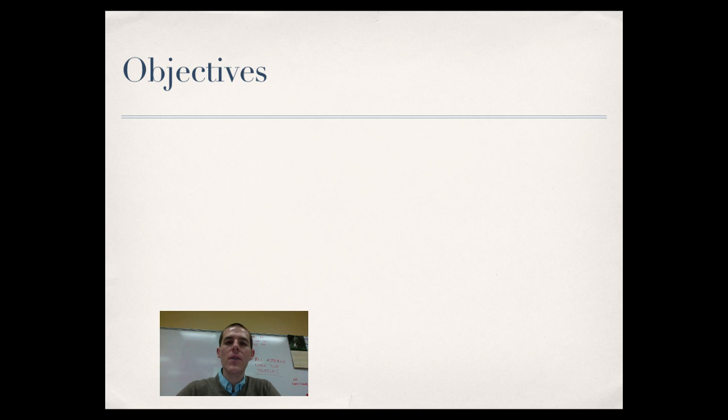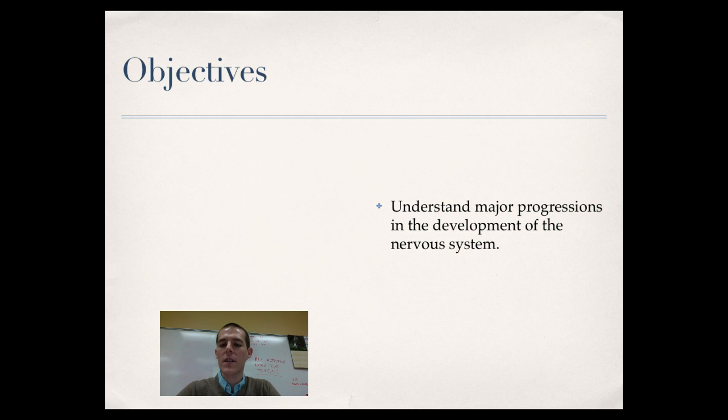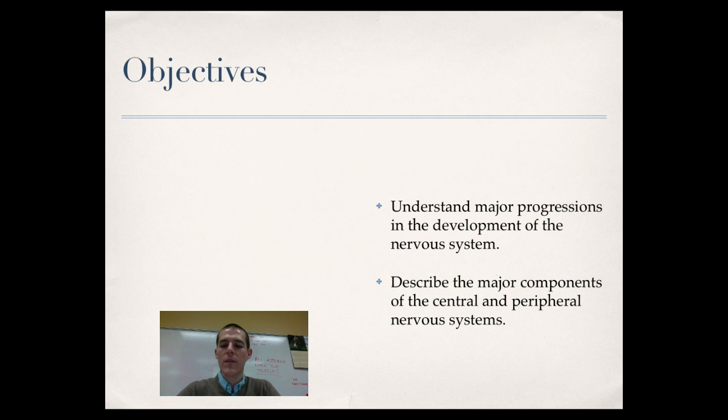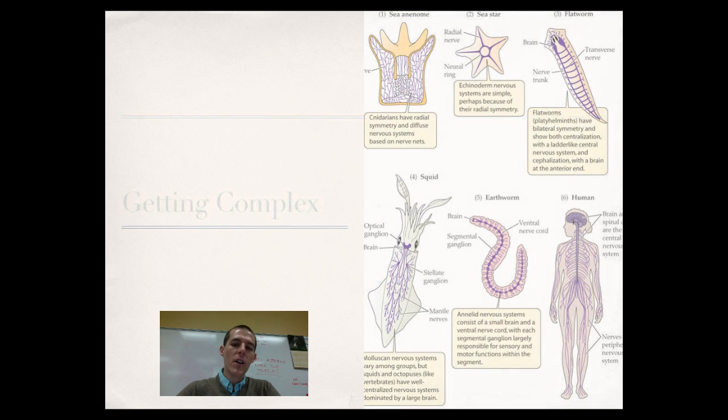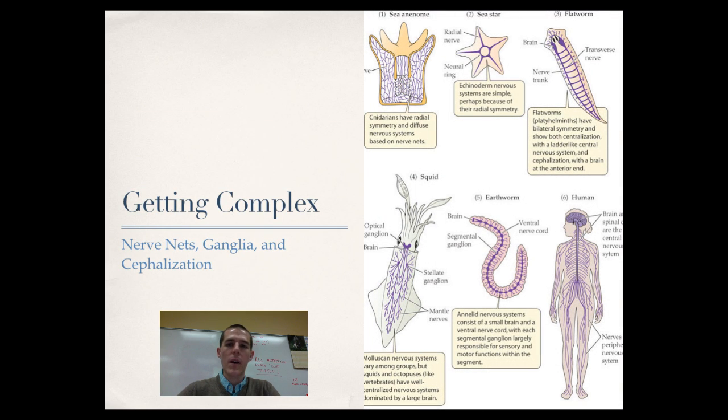By the end of this video, 2 simple things that you need to know. First one, understand major progressions in the development of the nervous system, and describe the major components of the central and peripheral nervous system. Today is all about nervous system nuts and bolts, so nothing real complex, just some information to remember. If we're talking about the nervous system, we want to start out by talking about the evolutionary progression of the development of the nervous system.